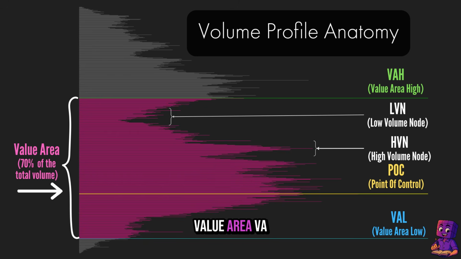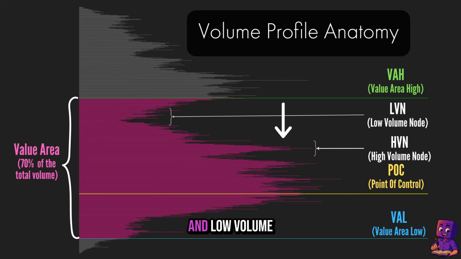Value area, VA. The zone where most of the volume traded, usually around 70% of total volume. This is where buyers and sellers agreed the most. VAH, value area high. Top of value, often resistance when price comes from below. VAL, value area low, bottom of value, often support when price comes from above.